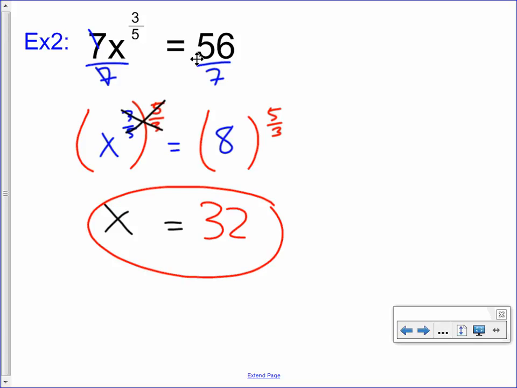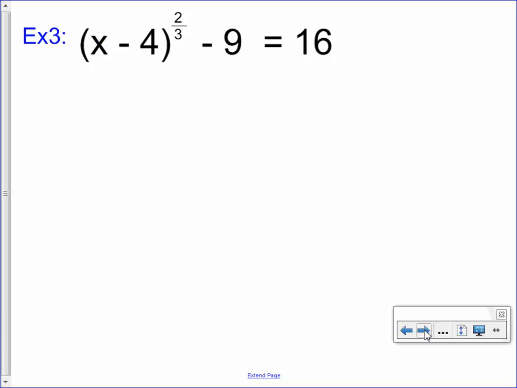All right. Halfway there. Add 9. Plus 9, plus 9. X minus 4 to the 2/3 is equal to 25.